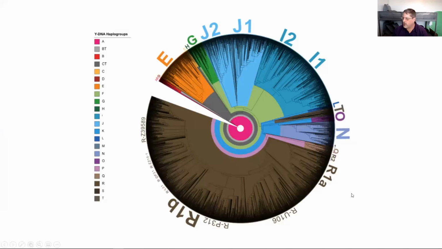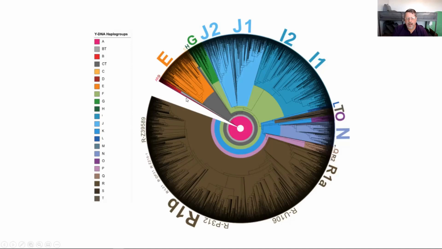You have Eastern Europe, I1, this is Sweden, I2 is Romania, Serbia, Croatia, Bosnia, Herzegovina, Kosovo, and Macedonia. E, this is North Africa. And then, okay, so where's sub-Saharan Africa? Well, right here. You can barely see it.